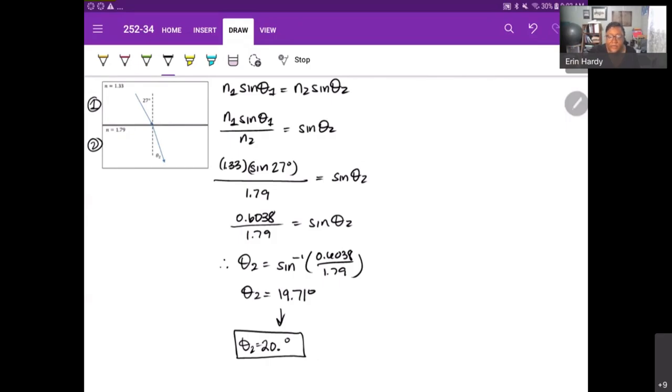Let's see. Okay, so next up, we've got some discussion of how wavelength is impacted here. So I'm going to stop sharing on this side. I'll actually log out just for bandwidth reasons. And then we can pick up again over here.